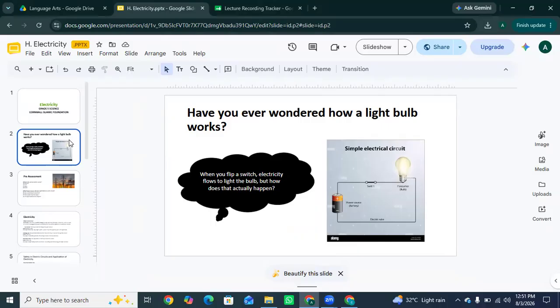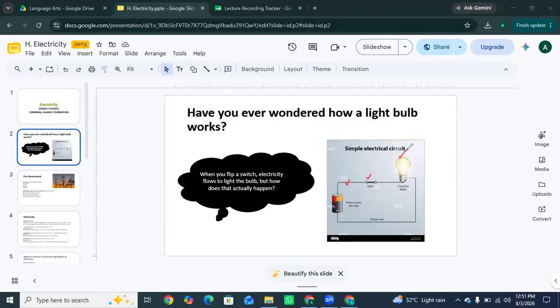For electricity to light up a bulb, it needs a continuous loop, a continuous circuit, you can say, consisting of a power source, which is a battery, wire, switch, and bulb. This is the switch and this is the bulb.